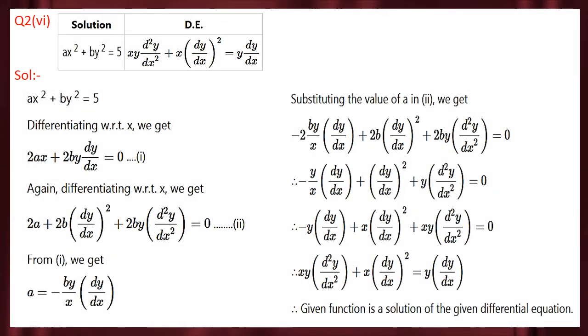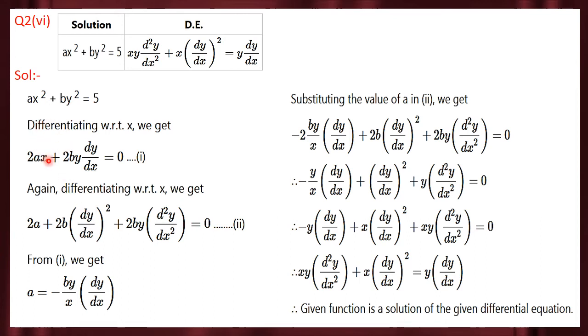Sixth one of question number 2. The given function is ax square plus by square is equal to 5, and the differential equation is xy into d square y by dx square plus x into dy by dx the whole square is equal to y into dy by dx. Now this is a little lengthy one. We write the given function here, and see the maximum order is 2. So we differentiate the function 2 times.